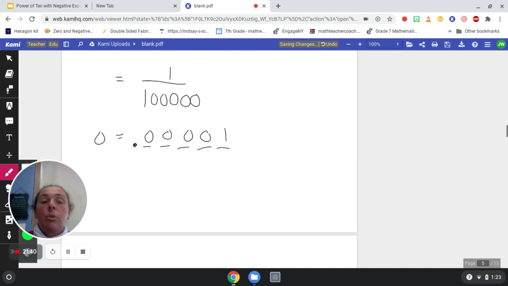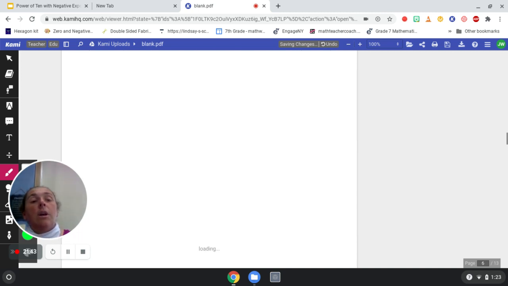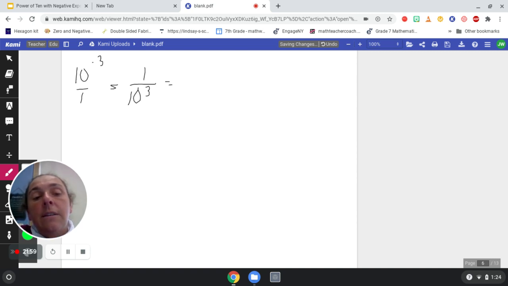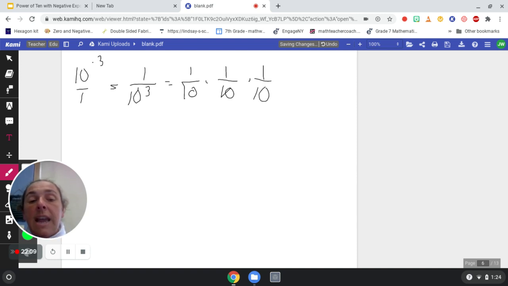Okay, let's look at one more example. Let's say we have 10 to the negative 3. If I want to write that as a reciprocal, I'm going to flip it, so 1 over 10 to the 3rd. Now I'm going to expand that. So I have 1 over 10 times 1 over 10 times 1 over 10. I have 3 of those. Now, if I multiply those together, I get 1 over 1,000 because I have 3 zeros there.